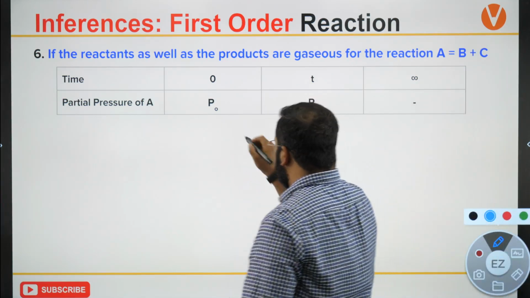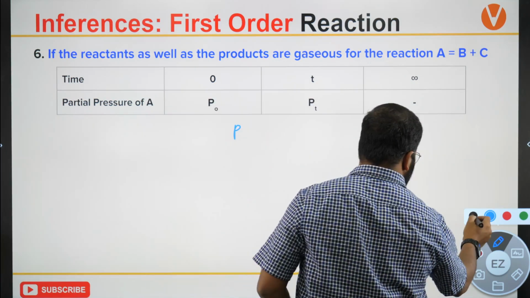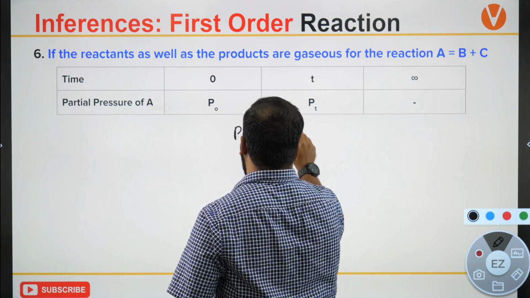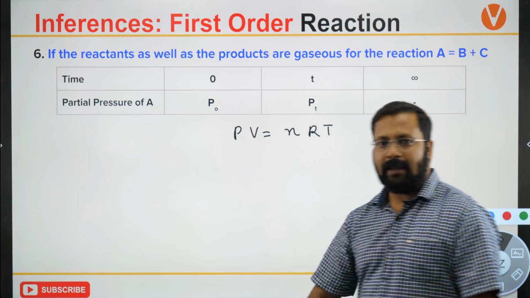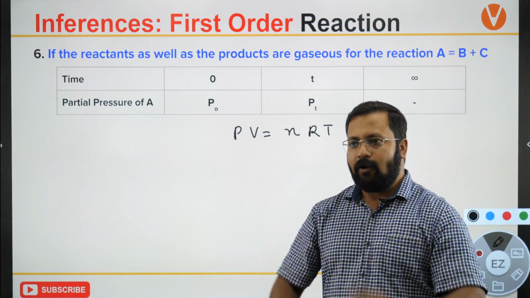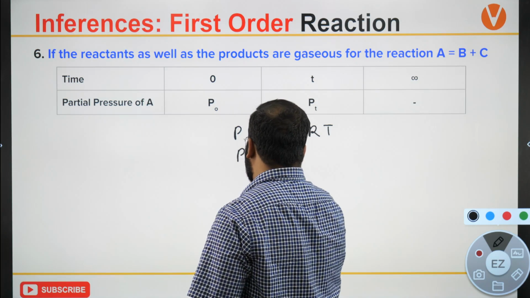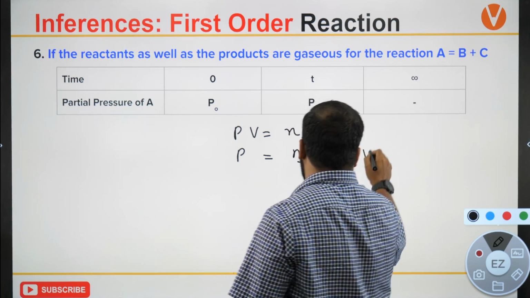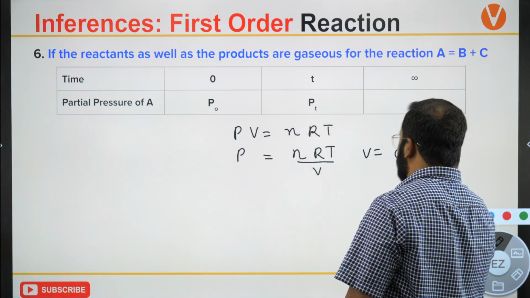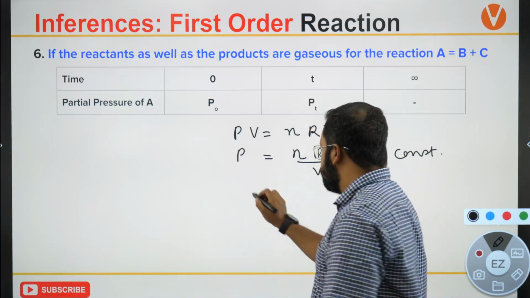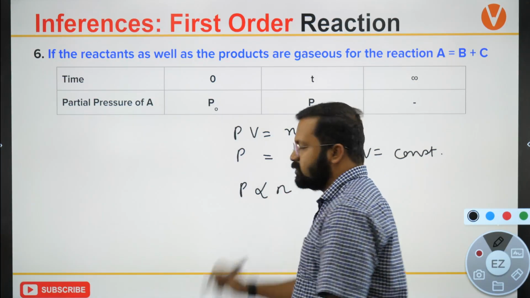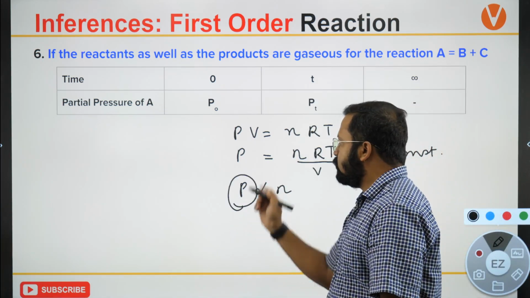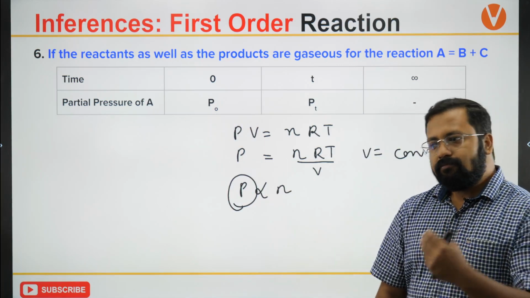Let's say if P needs to be calculated, I hope you know this, PV is equal to nRT. Okay, so in a closed container, can I say that P is equal to nRT by V, where V is constant? In a closed container, V is constant, so P becomes directly proportional to the number of moles. So even if number of moles is not given, it's not a problem. You can utilize only pressure to calculate the expression for the first order reaction.